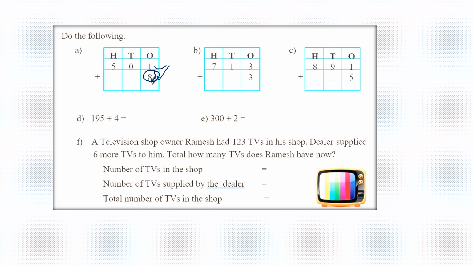So now after 8, what is the answer? It is 9. Correct? So now, is there anything in the tens? No. So it is 0. And what is there in hundreds? It is 5. So what is the answer? It is 509. If you have got the same answer, very good. You are faster than me. Good. Okay. What is the next sum?